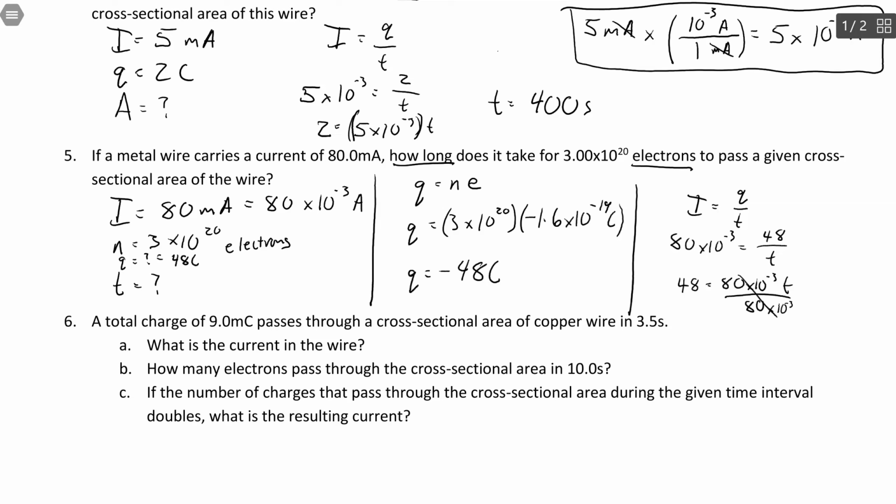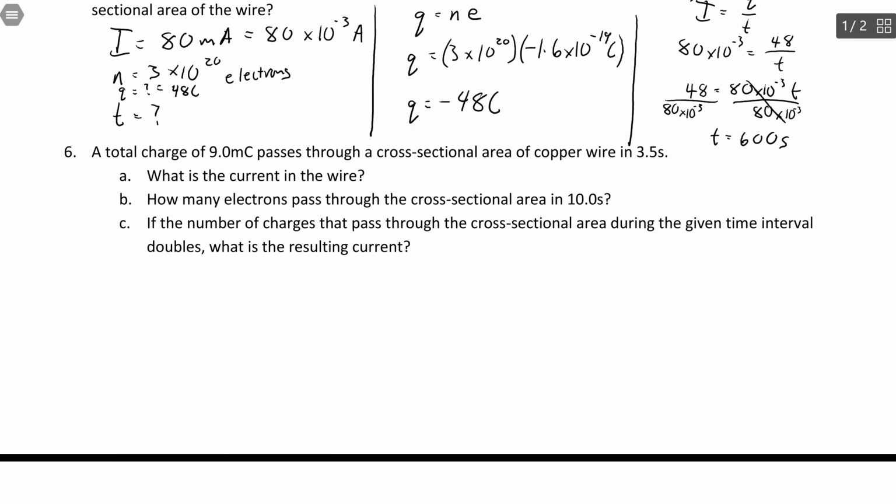Really not proper scientific notation. 80 times 10 to the negative 3 should be 8.0 times 10 to the negative 2. But we didn't bother to do this whole process. We just changed the milli into times 10 to the negative 3. And when you do that, you get a time of 600 seconds.